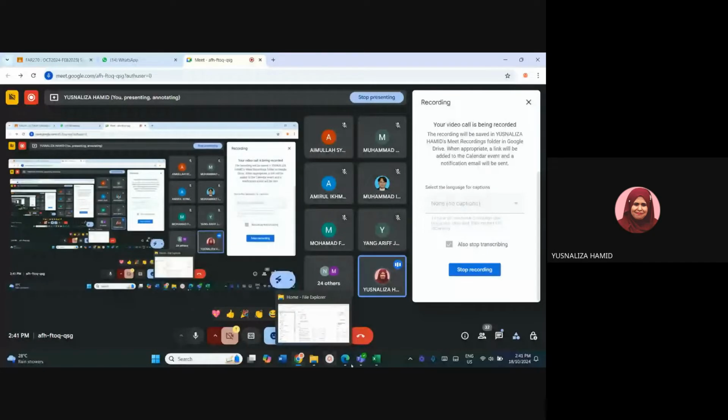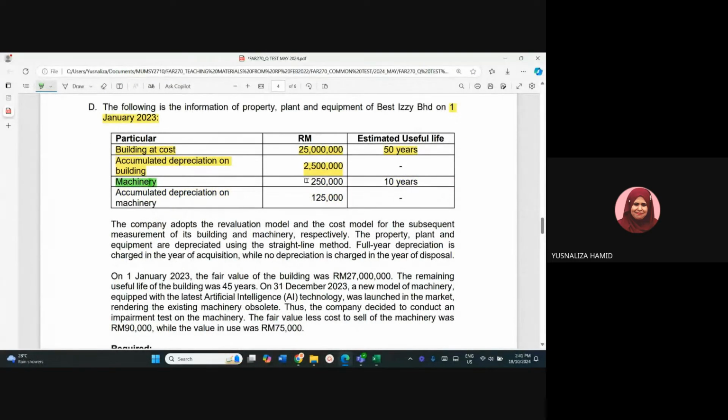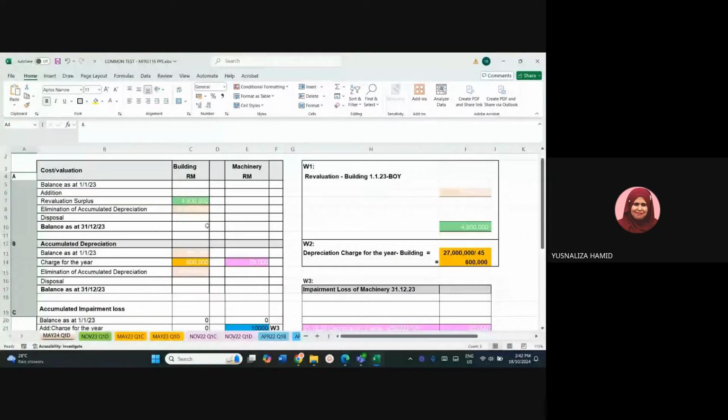You have another asset, which is machinery. The machinery here is 250,000, and you are also given the estimated useful life and accumulated depreciation. Take note, these are all as at 1st of January 2023. So the first step that you need to do is to transfer the items under building to the so-called template. So you're going to do this here.